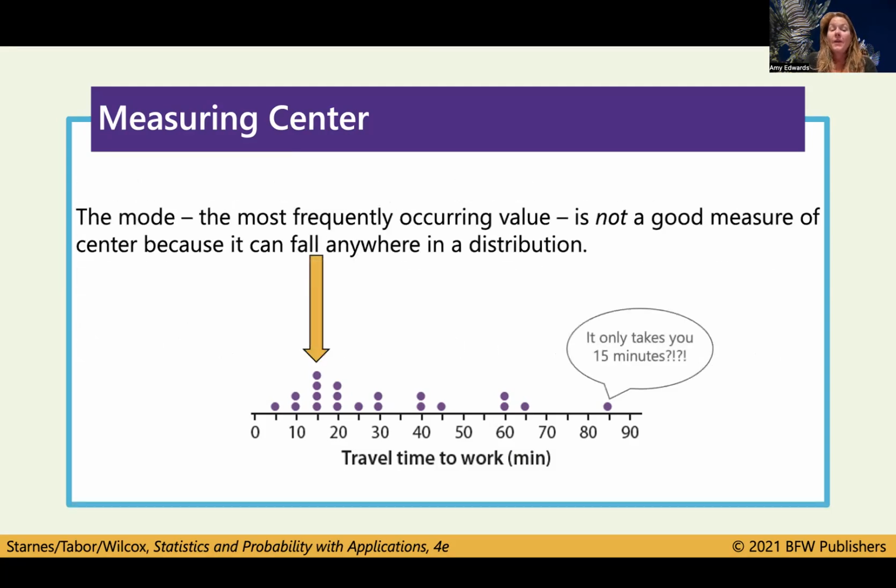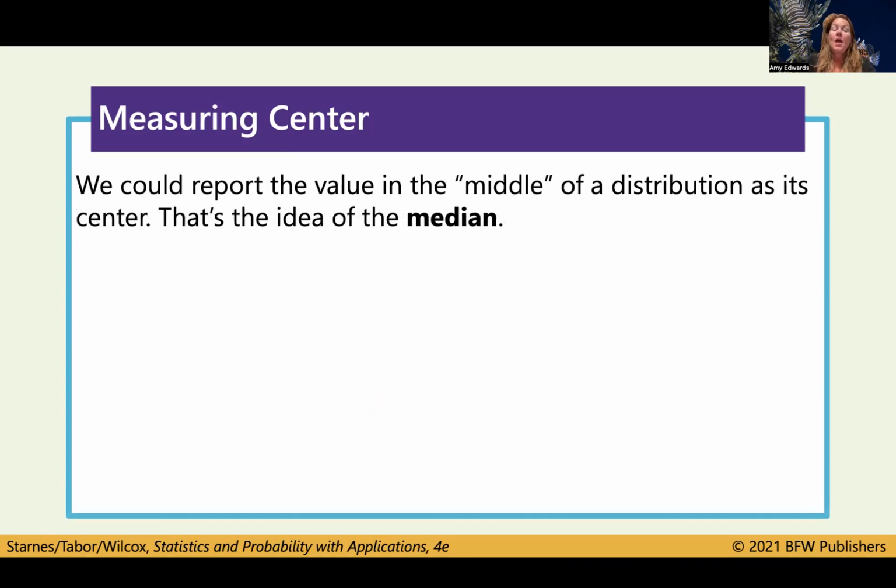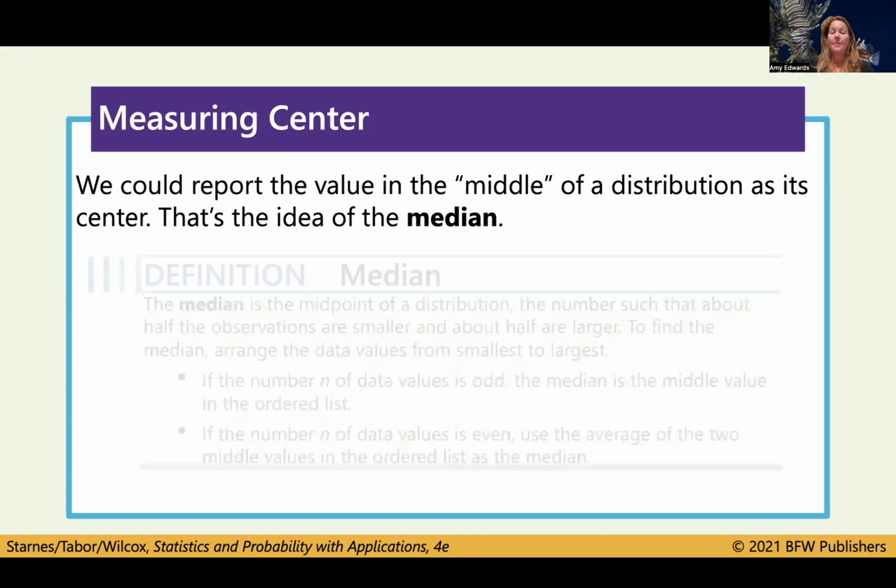Now, we can look at and say about 15 minutes is the most frequently occurring value because it has 4 dots. Okay. But this is not a good measure of center because it can fall anywhere in a distribution. Okay. So we're not going to sit there and say, oh, this is the one that's most often. It's not a good center. Now, we could report the value that's in the middle of the data as its center. That's the median. That's when we put the numbers in order from smallest to largest and we go, which one's dead center? Okay.